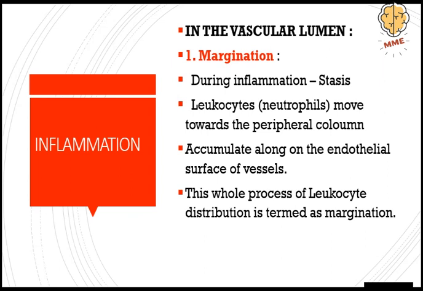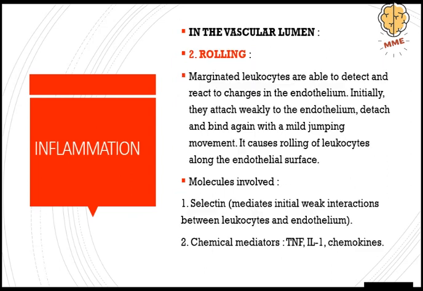Now let me come to the second step inside the vascular lumen, which is known as rolling. This is a very important step. So what occurs in this rolling step? The marginated leukocytes, which came to the injury site in the previous step of margination, are able to detect and react to changes in the endothelium. Initially, they attach weakly to the endothelium, then detach, then bind again, with a mild jumping-like movement. This causes rolling of leukocytes along the endothelial surface. This is the whole process of rolling inside the vascular lumen.